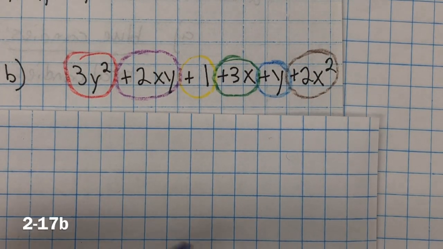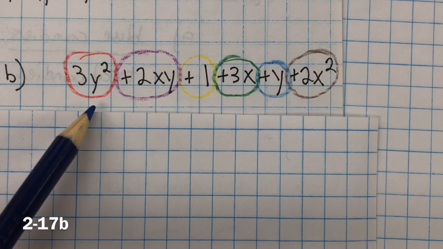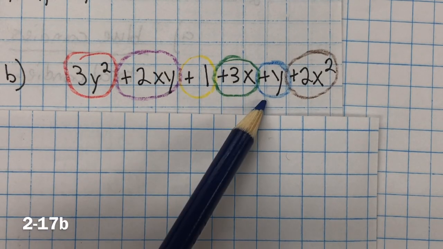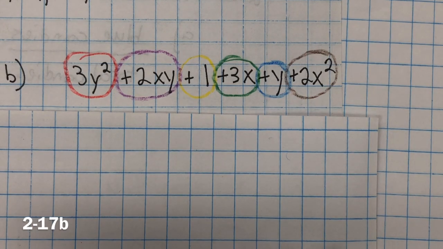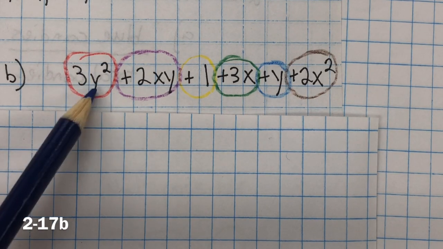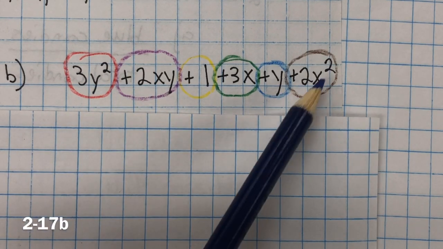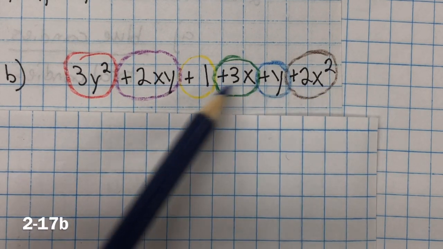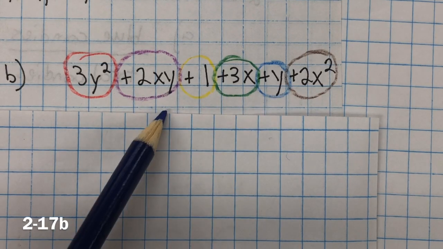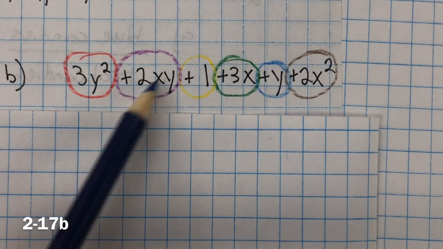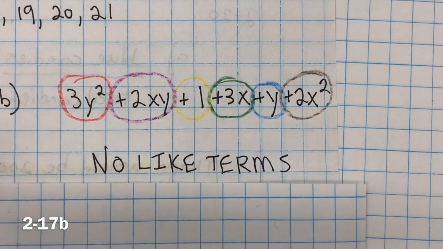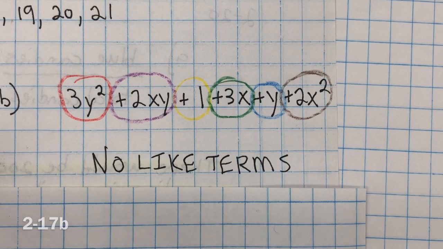For 217b, you can see that each of these terms have no other terms to combine with. Here's a y squared. There are no other y squareds. There's an x squared, but there are no other x squareds. Here's xy, no other xy's. So if there are no other terms to combine, then you're done because there are no like terms.